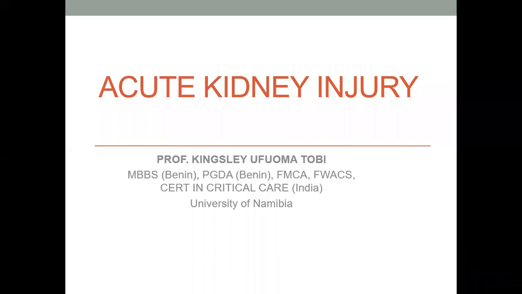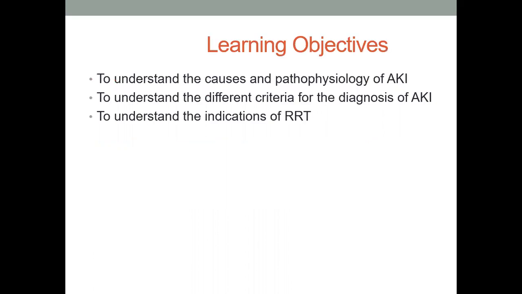We'll be looking at acute kidney injury as our tutorial for this week. Acute kidney injury. All right, our learning objectives: we want to understand the causes and pathophysiology of acute kidney injury. We want to understand the different criteria for the diagnosis of acute kidney injury. We want to understand the indications of renal replacement therapy and the different modalities of achieving renal replacement therapy.